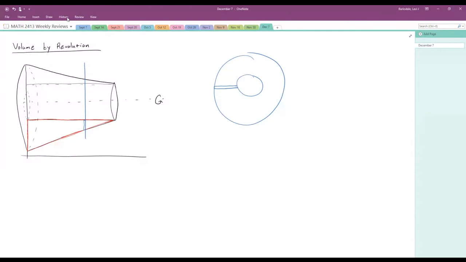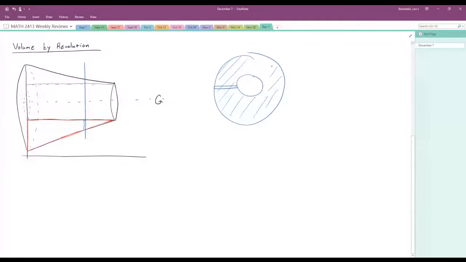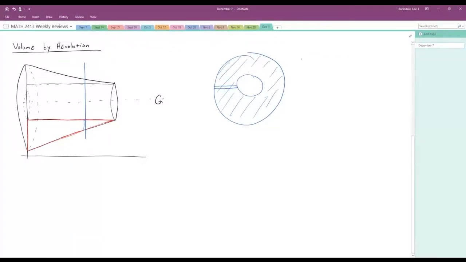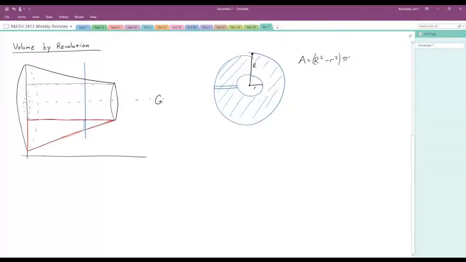Well, I can really easily find the area of this shape, which is all of this. And the way I can find the area of this shape is just by taking the area of my large circle, which I'm going to call capital R, taking the area of my smaller circle, which I'm going to call lower r, and subtracting them.